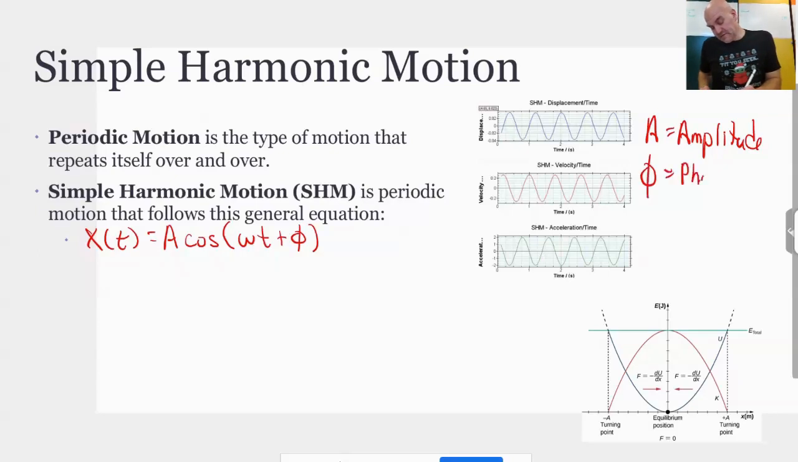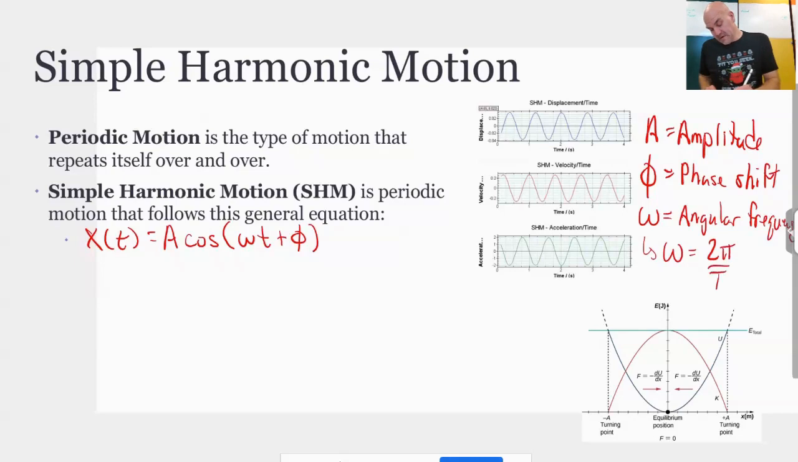Phi is the phase shift. Generally here in AP Physics, even in AP Physics C, we don't worry too much about the phase shift. That just means how many radians the function has been moved. And omega is called angular frequency. It's very important that we talk about this because it has an equation, simply 2 pi over T, and T is what we call the period. The period is the time to do one oscillation, right? So it's a specific time.